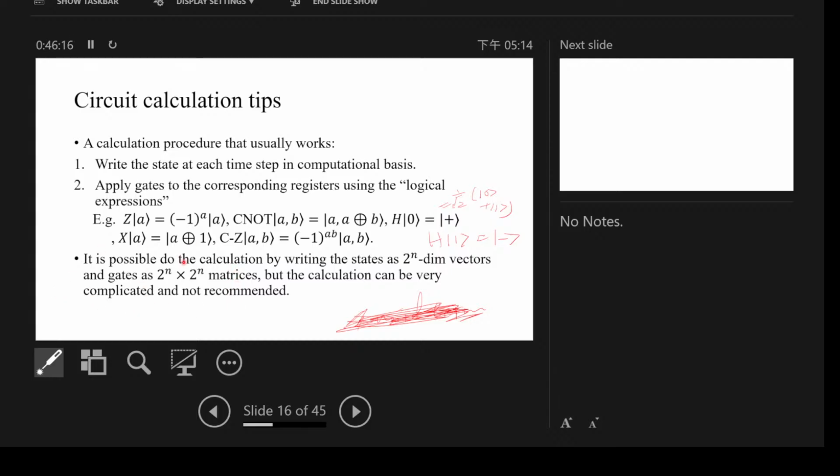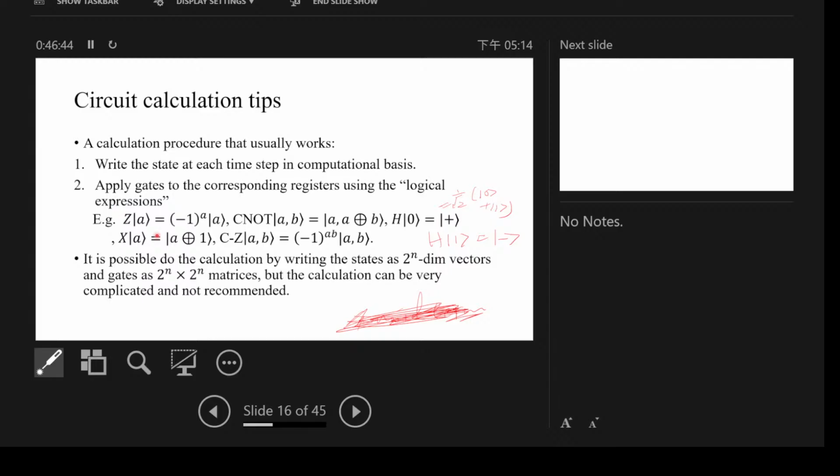It's totally correct. It's done by linear algebra, but practically it's very hard to do this because there are just too many numbers to write. You need to write a lot of zeros in your matrix, etc. So it takes a long time, and it's very easy to make a mistake. So you can do this, but I recommend you do the other thing.